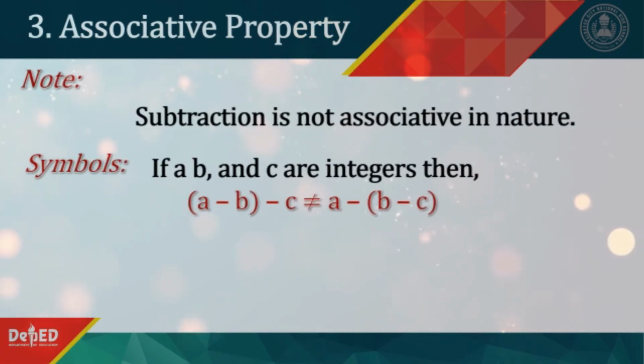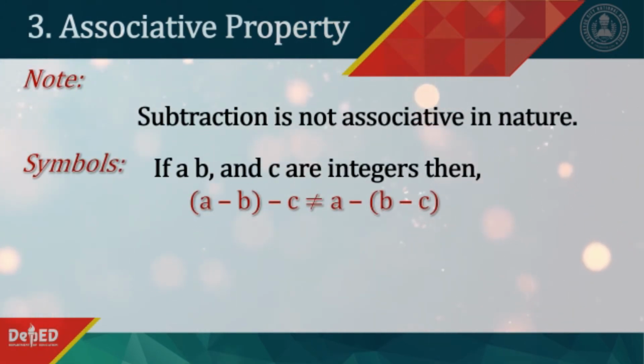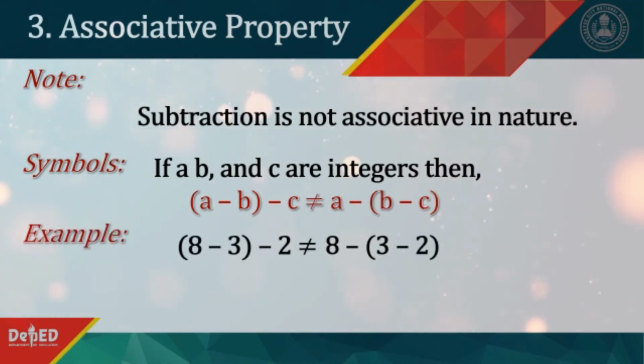And take note, subtraction is not associative in nature. In symbol, if a, b, and c are integers, then the quantity of a minus b minus c is not equal to a minus the quantity of b minus c. Let's say for example, the quantity of 8 minus 3 minus 2 is not equal to 8 minus the quantity of 3 minus 2.